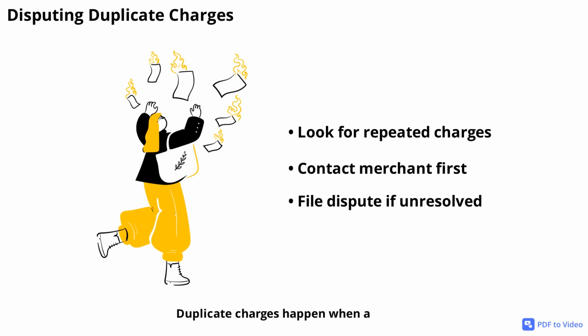Duplicate charges happen when a transaction is processed more than once. Review your statement for repeated amounts from the same merchant. If you find a duplicate, contact the merchant to request a refund. If unresolved, file a dispute with your bank and include documentation showing the duplicate charges.